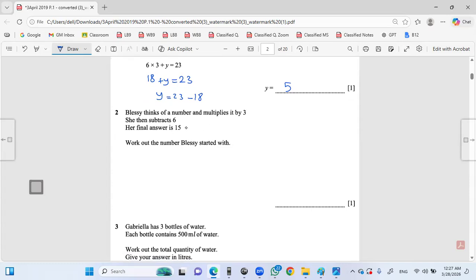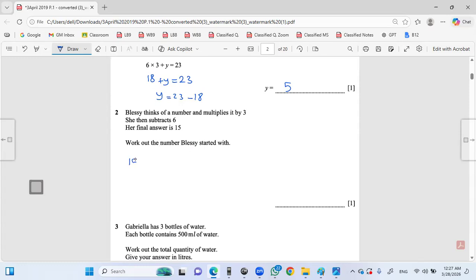The next question here: Blessy thinks of a number and multiplies it by 3. She then subtracts 6. Her final answer is 15. Work out the number Blessy started with. So we already have the end over here. In order to work out the beginning, we need to move backwards. Moving backwards requires the inverse operation.